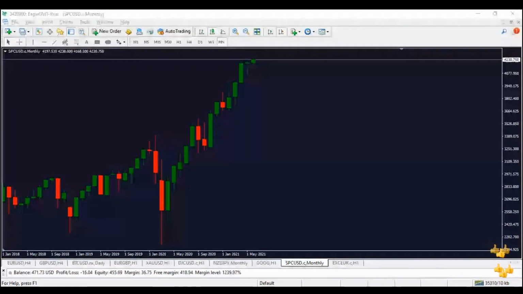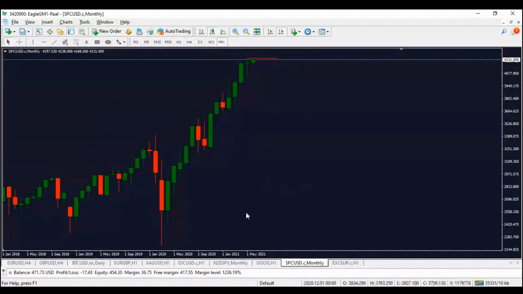The previous month's candle was the all-time high, right? This candle right here was the all-time high. Let's keep that in mind. It's going to the all-time high.